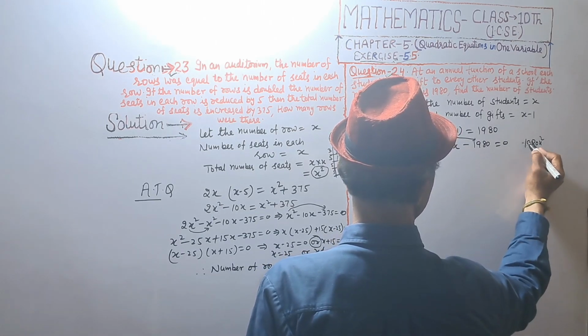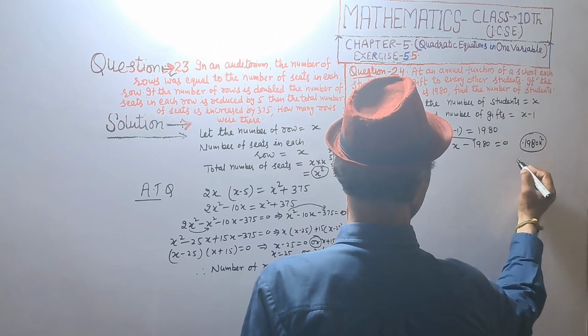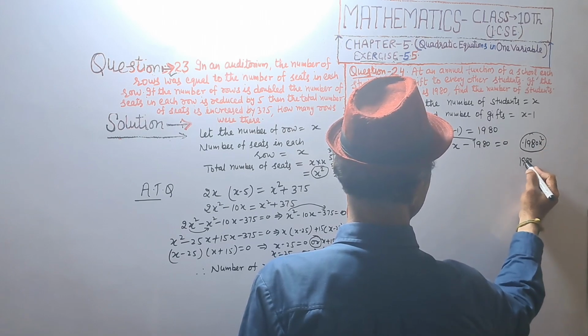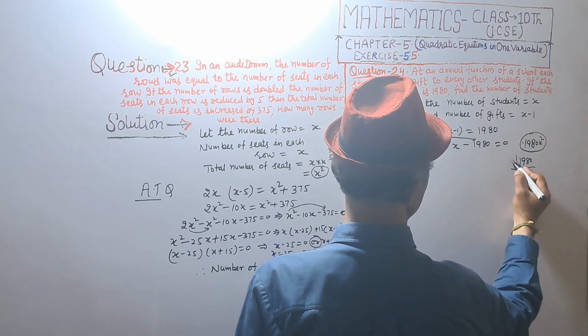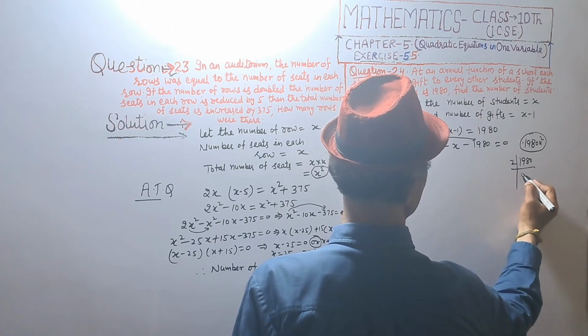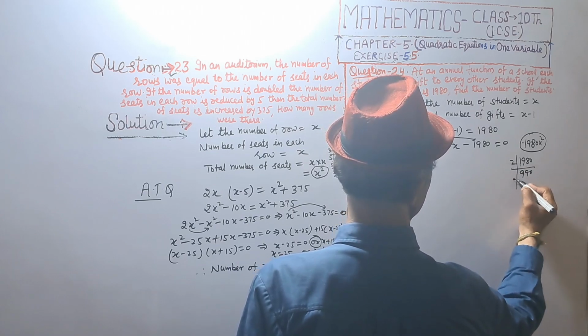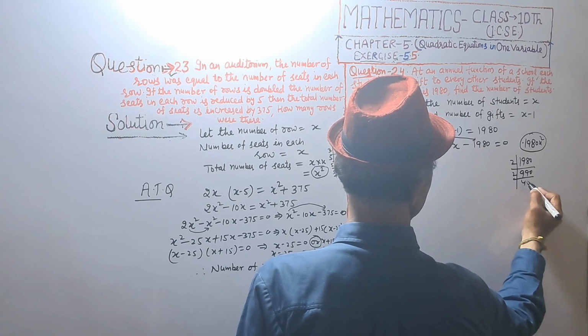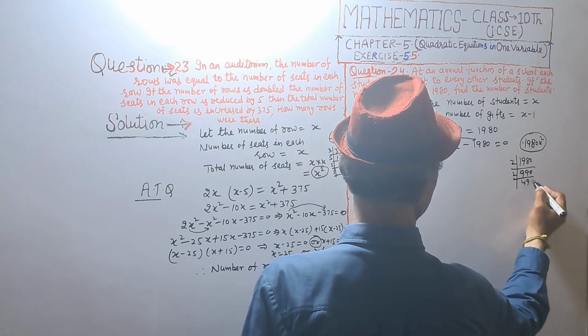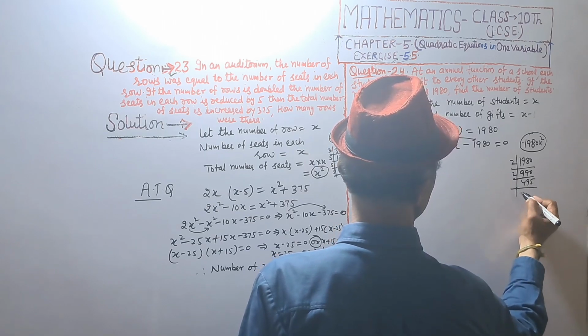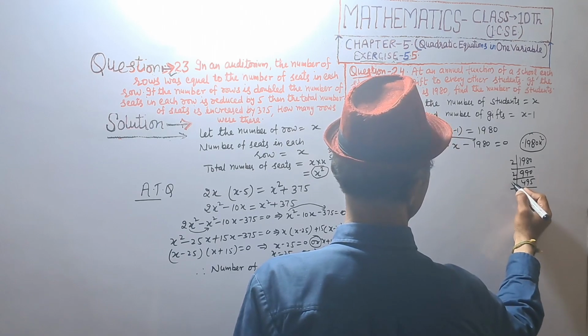Product is 1980 x square negative, and prime factors of 1980 are 2, 2, 3.